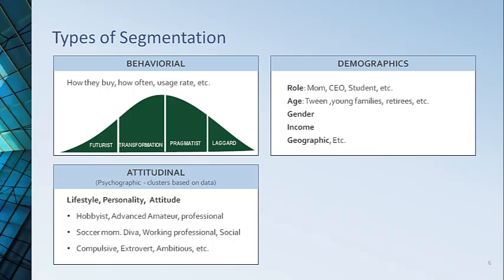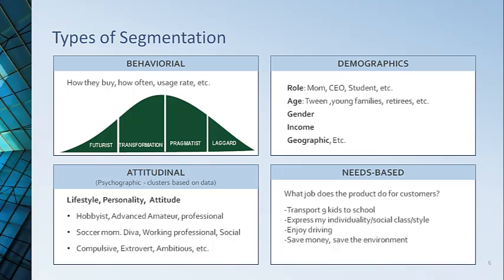If you're dealing with people also in terms of how they behave outside of your product a little bit, a soccer mom is different than a diva, different than a working professional, and so on, and their own personality. Are you compulsive, extrovert, ambitious, etc.? So there are many ways of looking at the attitude of people, at their psychology, at their personality and lifestyle. You just need to think about what are those clusters, what would make sense, come up with a hypothesis, and use that as a basis to build some market research.